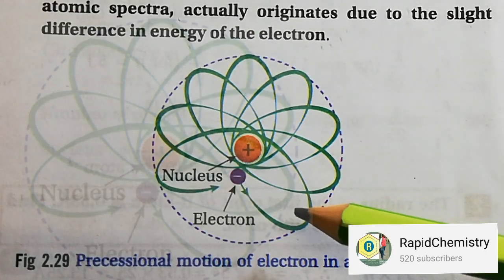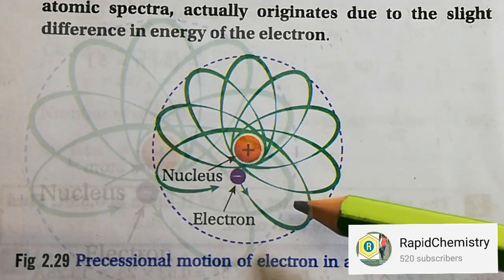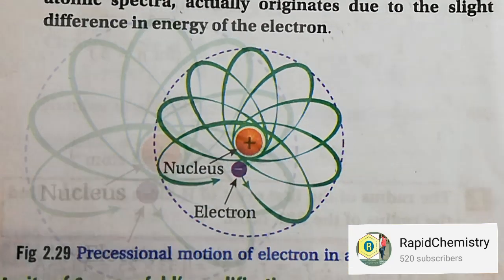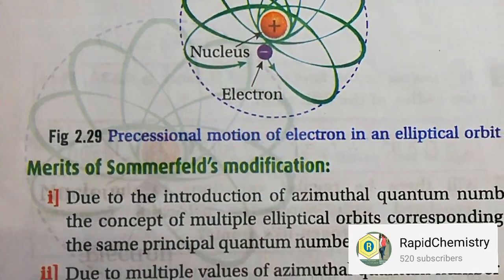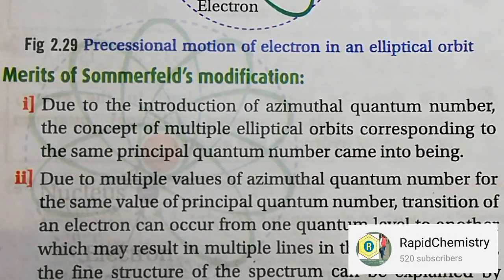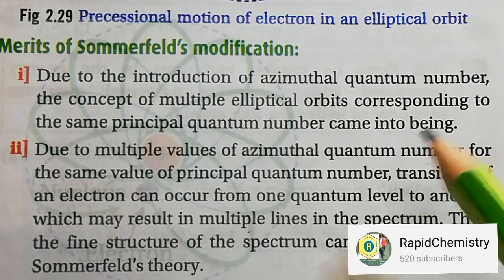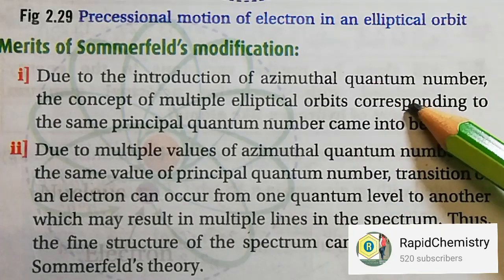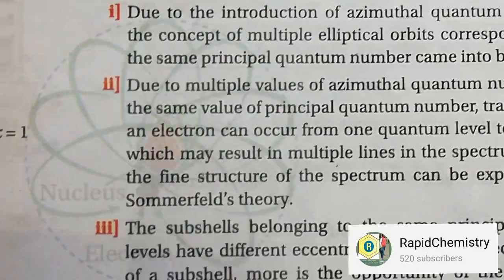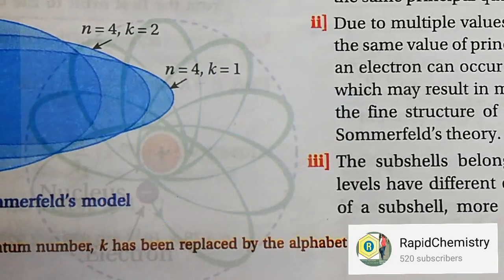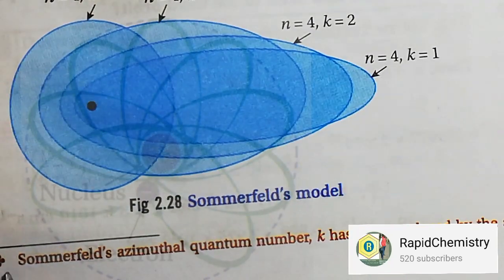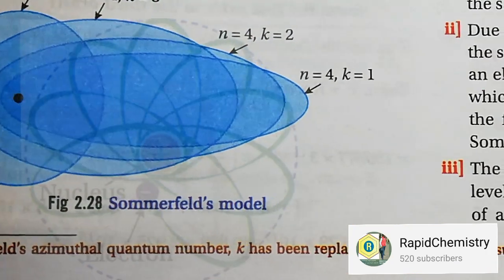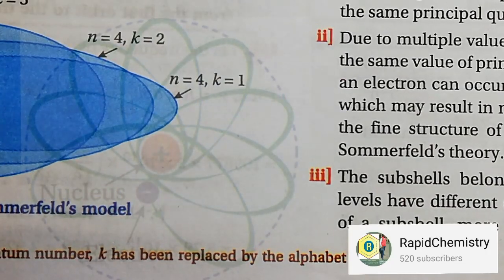Sommerfeld suggested that the electronic orbit may be in different planes as shown here. Now we will go through the merits of Sommerfeld's modification. What are the important merits? Number one, due to the introduction of the azimuthal quantum number, here small k, and afterwards it was changed to small l. Here it is written. Can you see the bottom line here? The Sommerfeld azimuthal quantum number k has been replaced by the alphabet l such that l equals k minus 1.